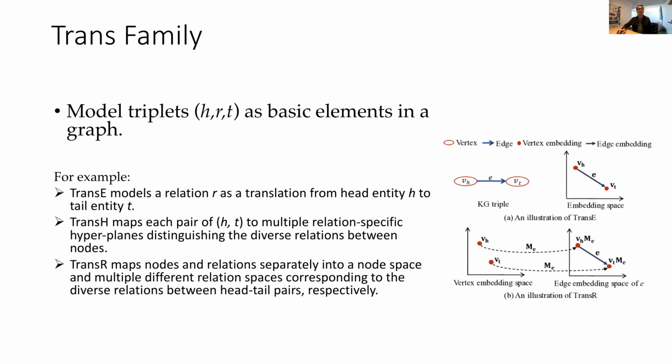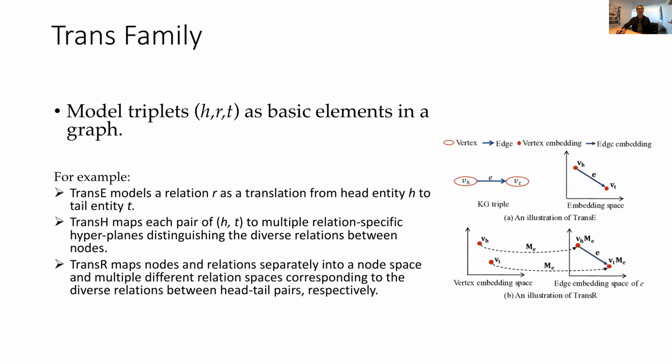The translation family approach was originally designed for knowledge graph completion tasks. The translation-based methods model the basic elements, that is triplets: a head, relation, and a tail, denoting a head entity and a tail entity, which are linked with a particular type of link R. For example, TransE models a relation R as a translation from the head entity H to the tail entity T.